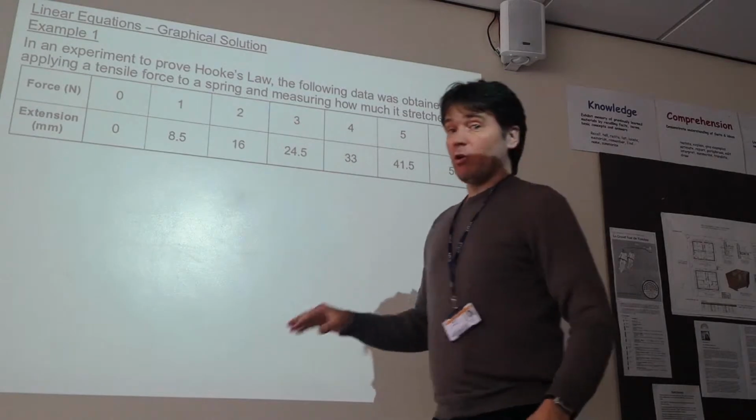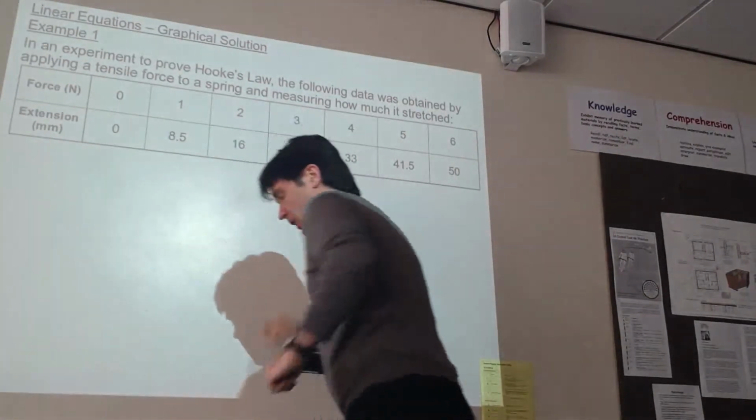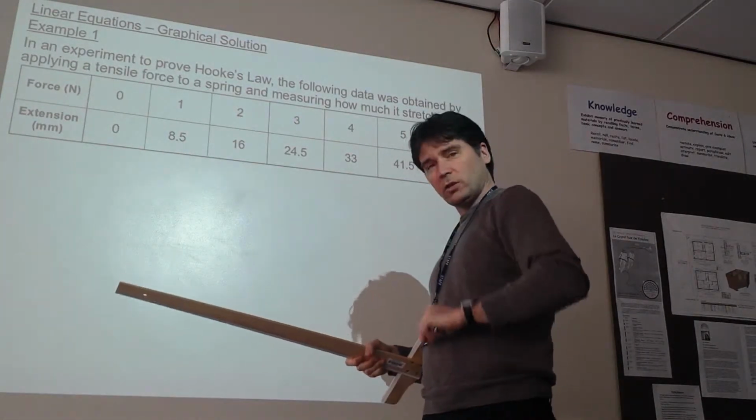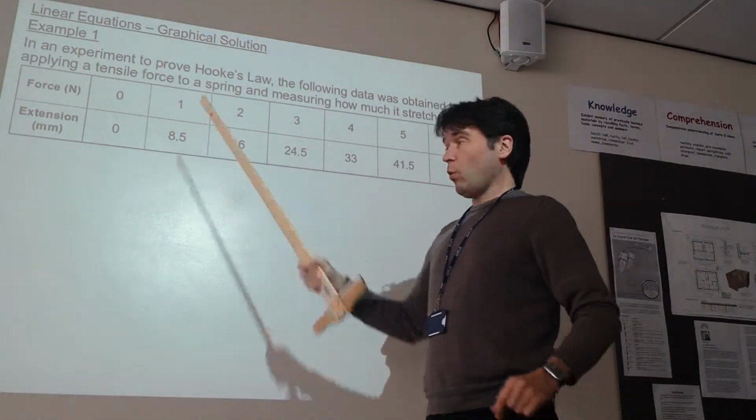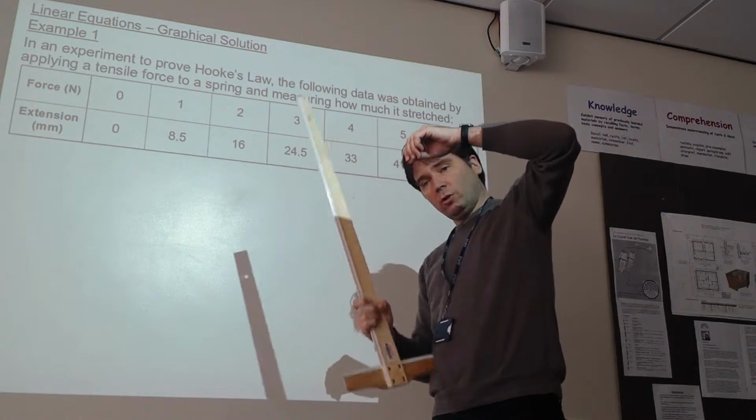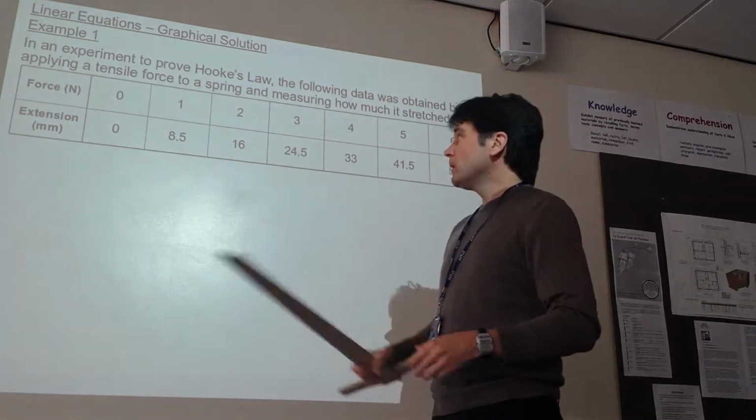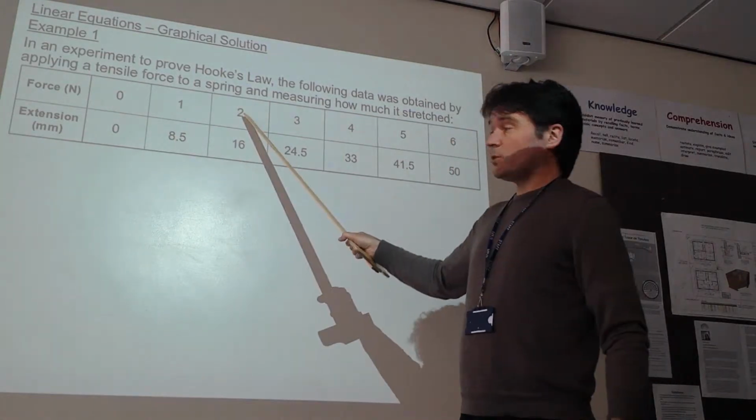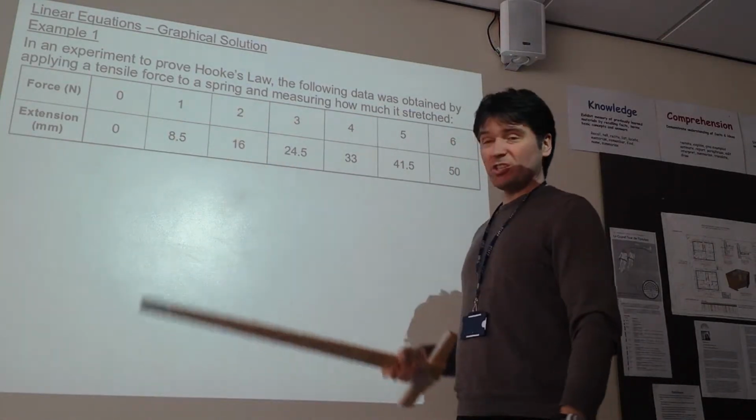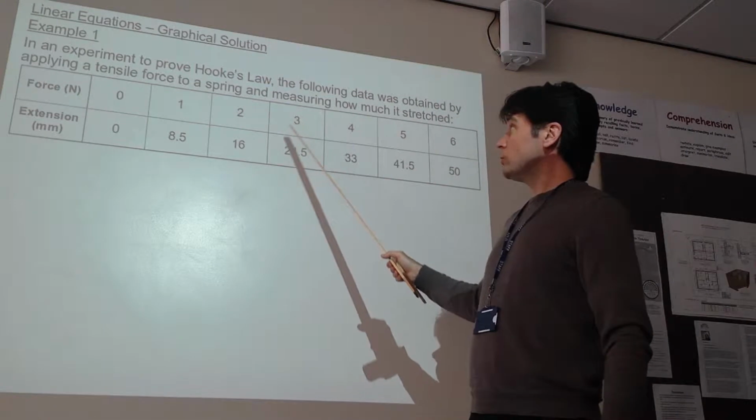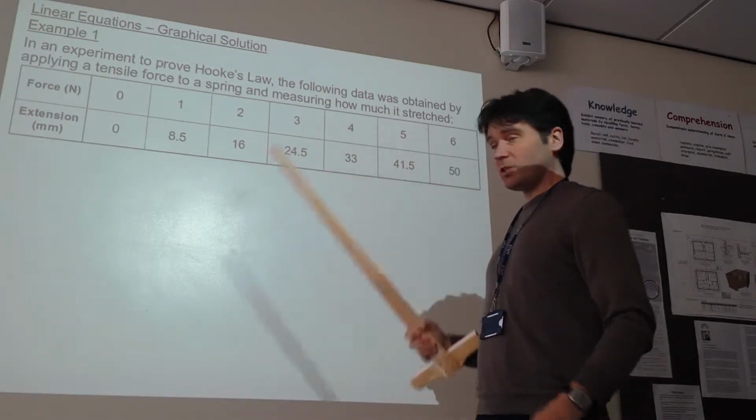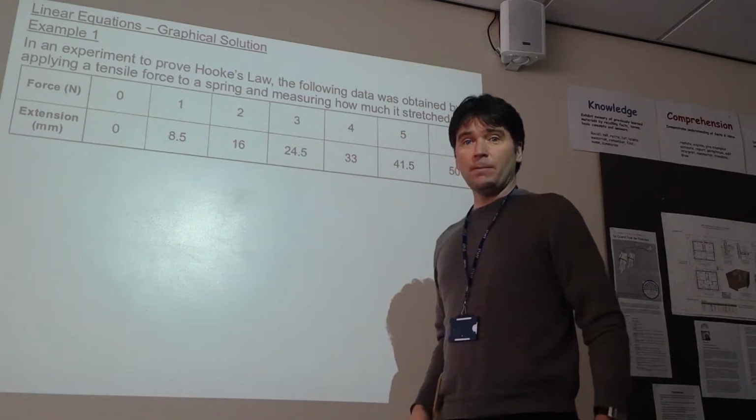So when no weights are on, 0, there's no extension, of course, in millimetres, that's fine. We'll put a weight of 1 Newton on. So you clicked a Newton on, it's extended a little bit, and it's extended by 8.5 millimetres. 2 Newtons, and it extends by 16 millimetres. 3 Newtons, 4 Newtons, 5 Newtons, up to 6 Newtons, and it's extended 50 millimetres.